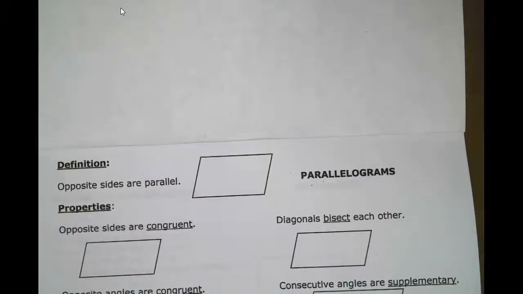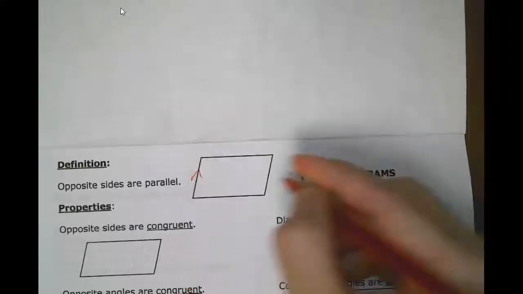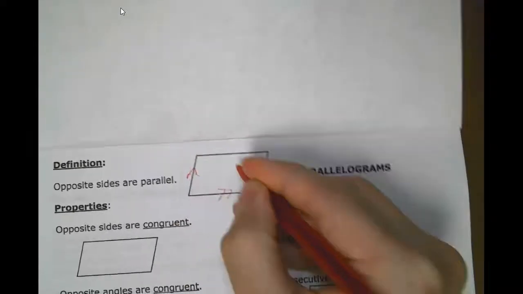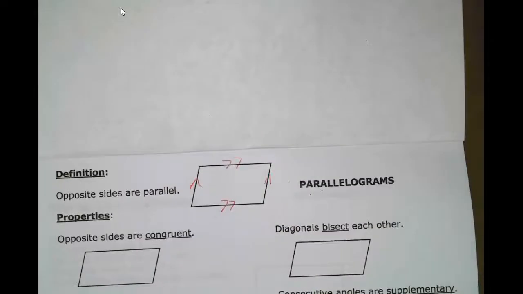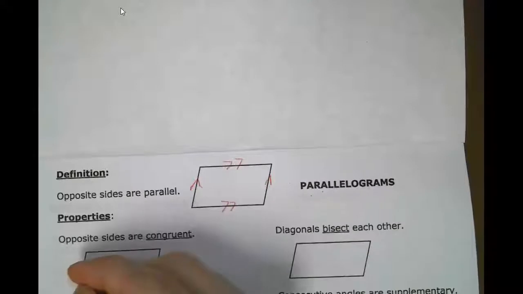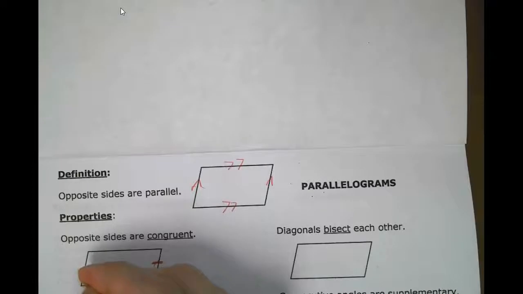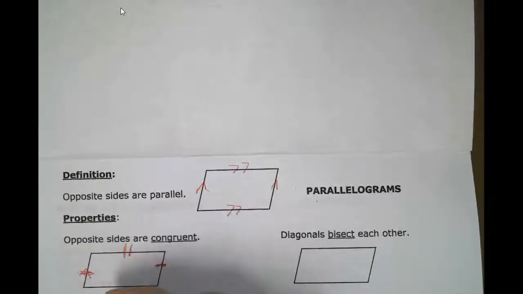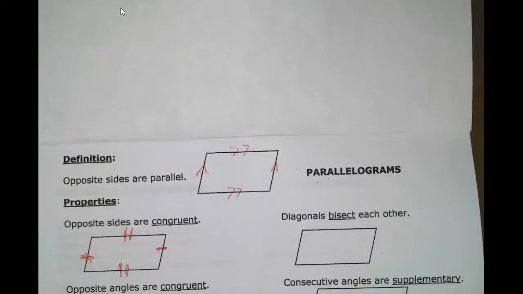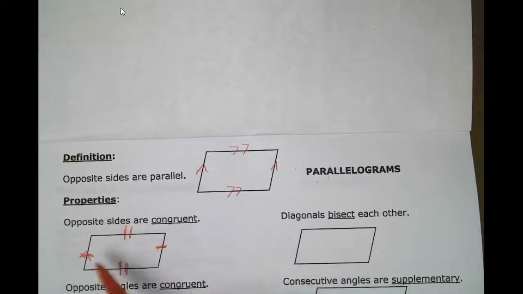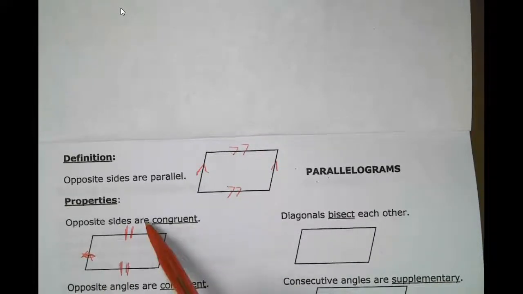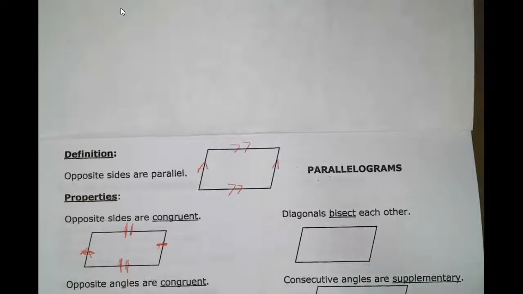Definition, now we're going to do parallelograms. The definition of a parallelogram is a shape with four sides where the opposite sides are parallel. This is parallel to this. This is parallel to this. Opposite sides are also congruent. This is the same as this. Oh, wrong markings. This is the same as this. This is the same as this. For example, if this was 3 centimeters, this one would be 3, if this was 6 centimeters, this one would be 6 centimeters.